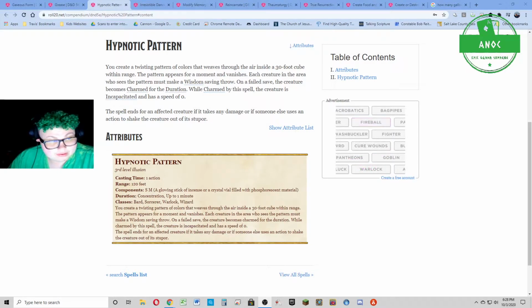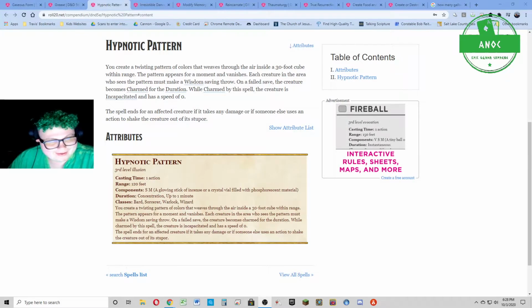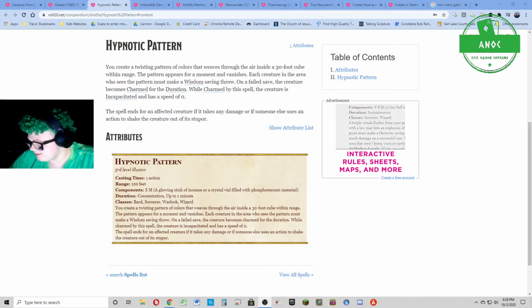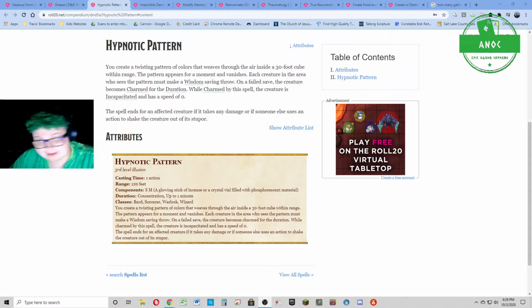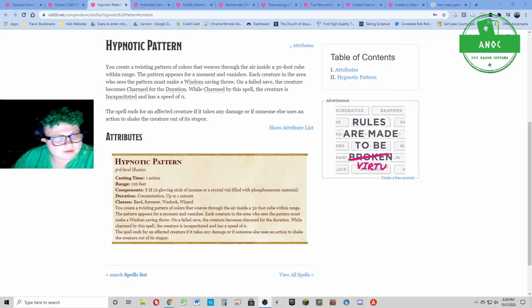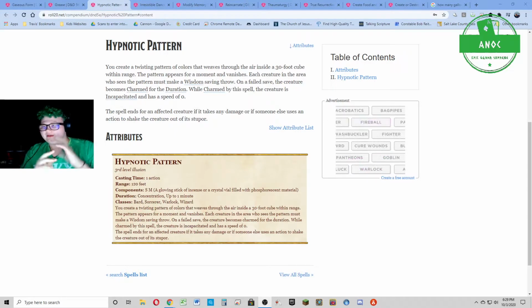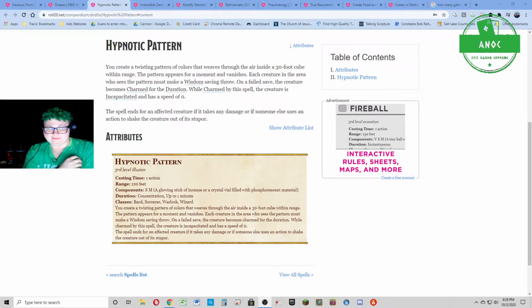Components are... crap. I can't remember what S is. I can't remember. Why can't I remember what it is? The components are material, and I think it's the movement. I can't remember what it's called for some reason.